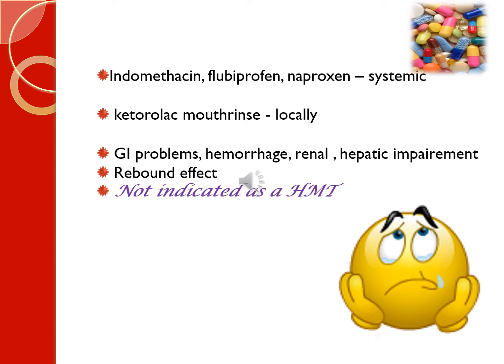Various NSAIDs used were indomethacin, flurbiprofen, and naproxen as systemic agents, and ketorolac mouth rinses locally. But the greatest disadvantage was patients having GI problems, hemorrhage, and renal and hepatic impairment as well. And the greatest disadvantage of using NSAIDs as a host modulation therapy was something called the rebound effect.